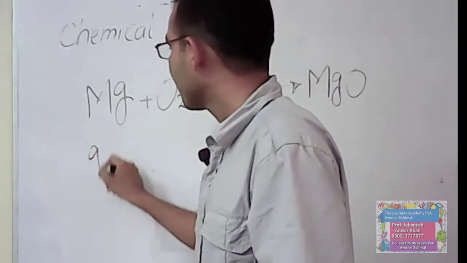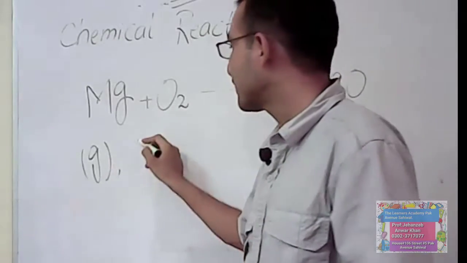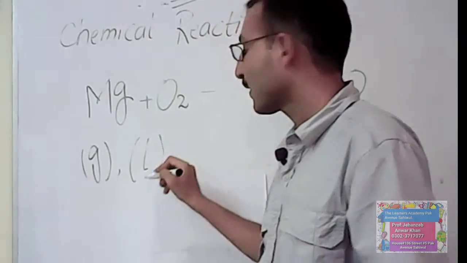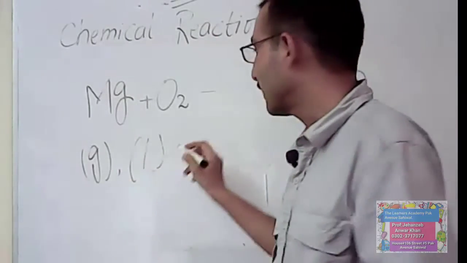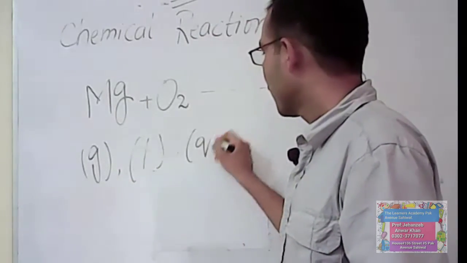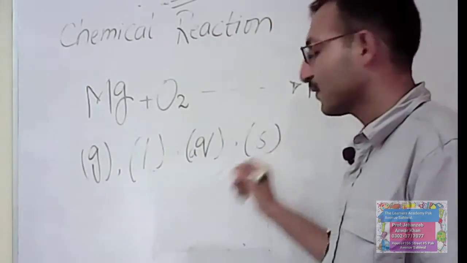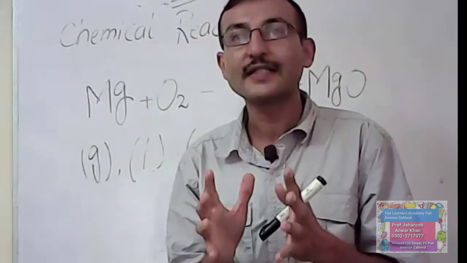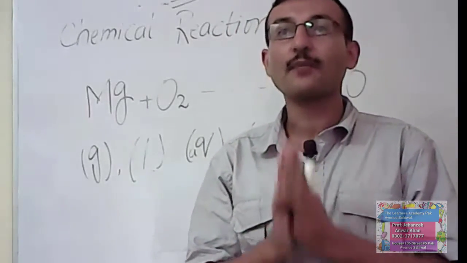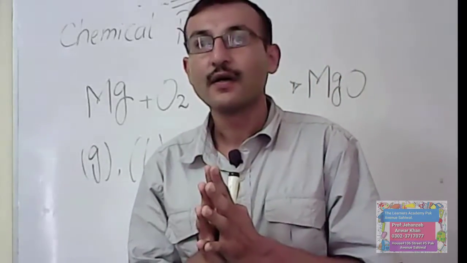We can say that it's gas. In this way, we write l for liquid, aq for aqueous, and s for solid. The word aqueous is written if the reactant or product is present as a solution in water.